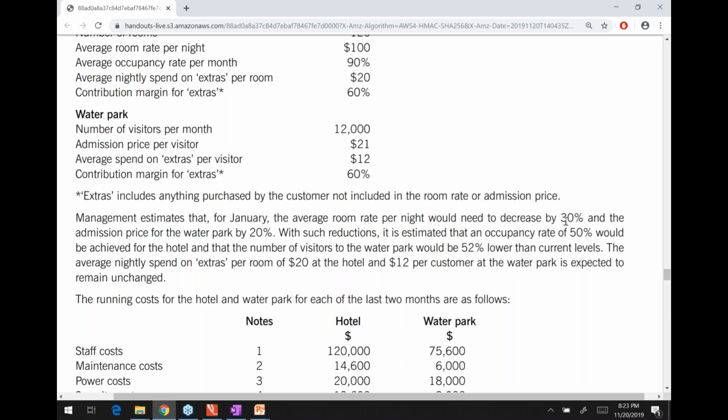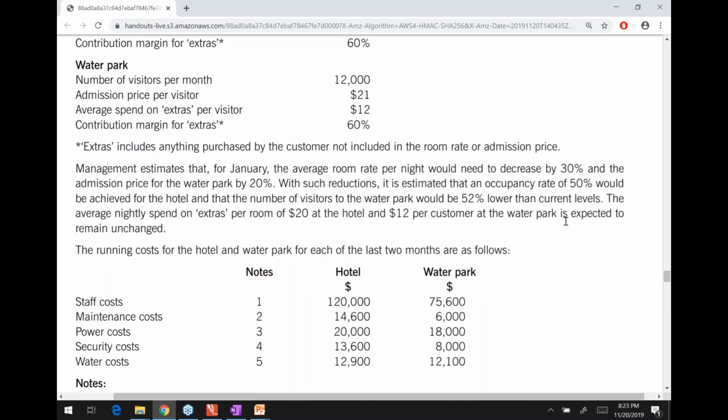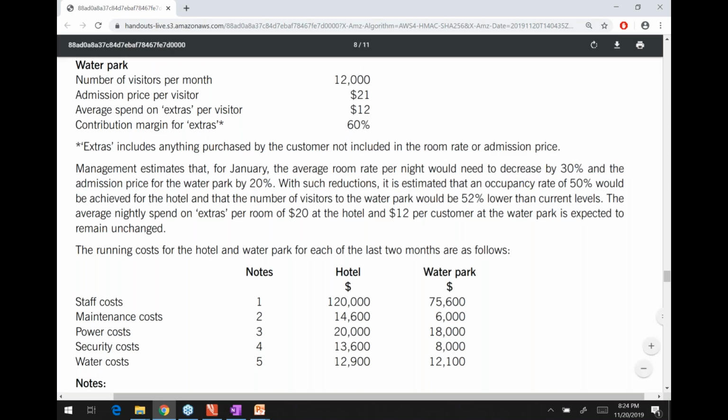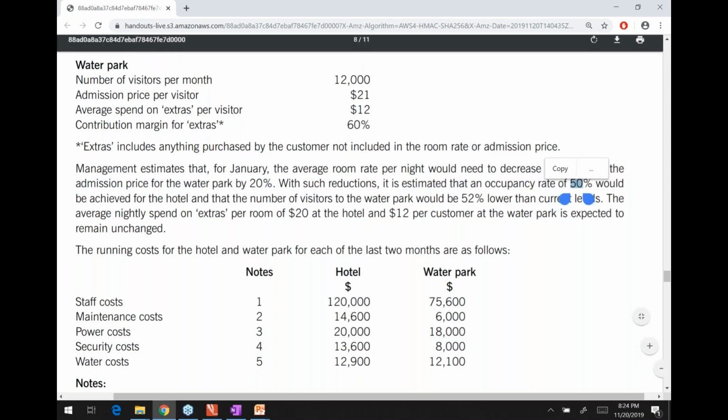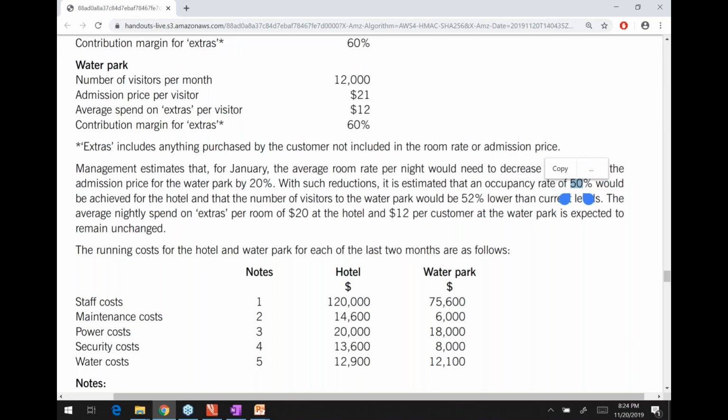Yes or no? Now management estimates that for January the average room rate per night would need to decrease by 30%. This is important to remember: the price will go down by 30%, and the admission price for the water park by 20%. With such reductions, it is estimated that an occupancy rate of 50% would be achieved for the hotel, and that the number of visitors to the water park would be 52% lower than current levels. Because of the low demand in January, occupancy will come to 50% for hotels. The average nightly spend on extras of 20 per room at the hotel and 12 per customer at the water park is expected to remain unchanged.